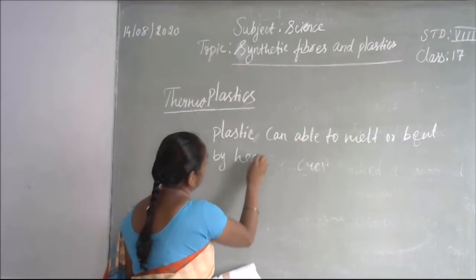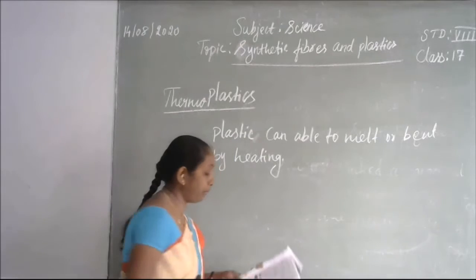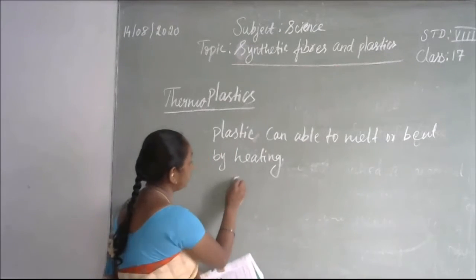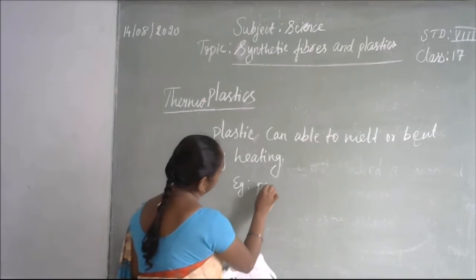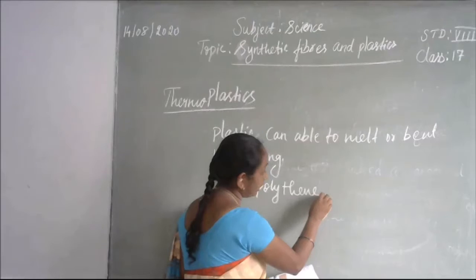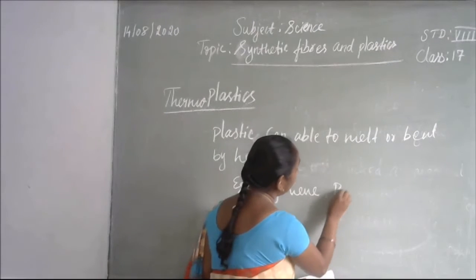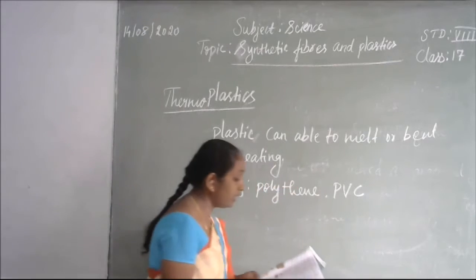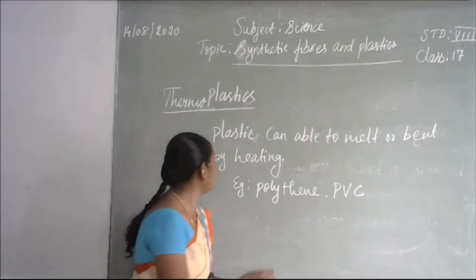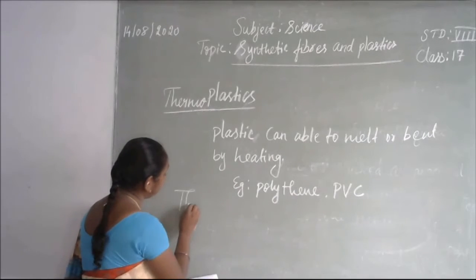Because of heat, these plastics can bend. The type of plastics that can bend on heating are called thermoplastics. For example, polythene, which is what regular plastic covers are made of, and PVC. PVC means polyvinyl chloride. It's a type of thermoplastic. Now thermoplastic is covered. Next is the thermosetting plastic.